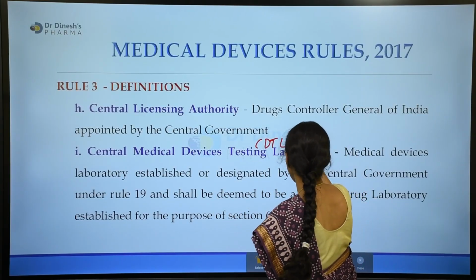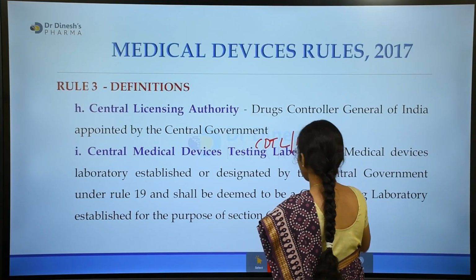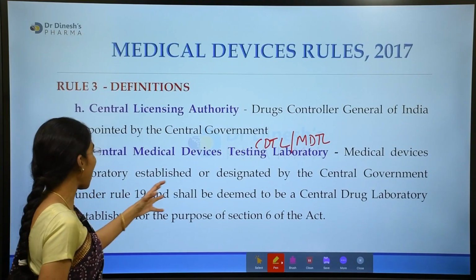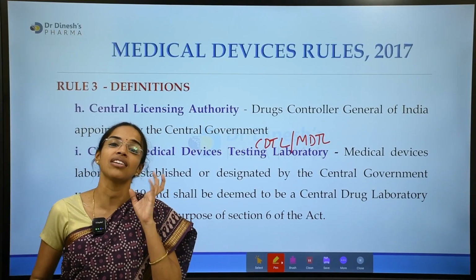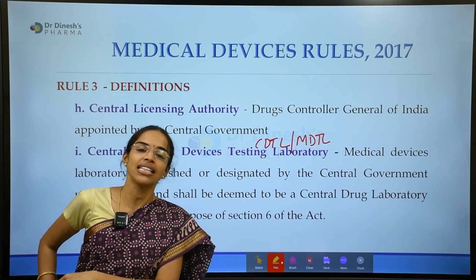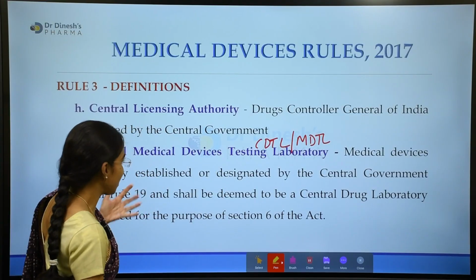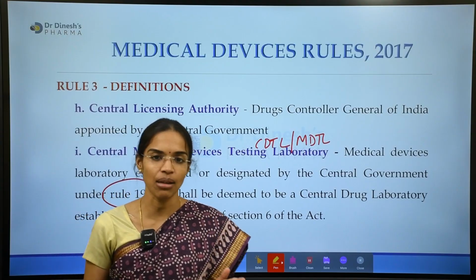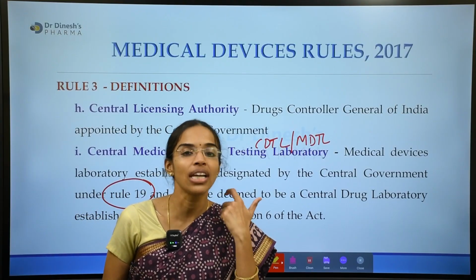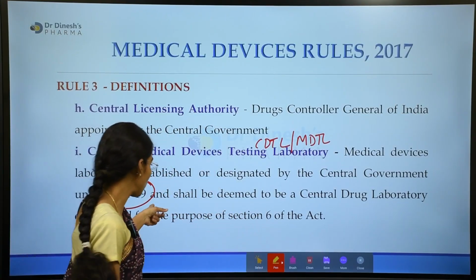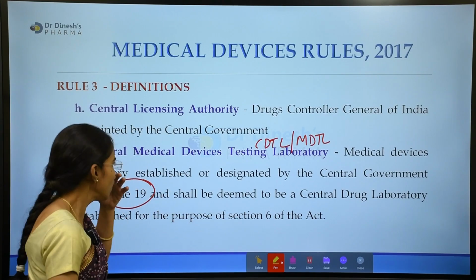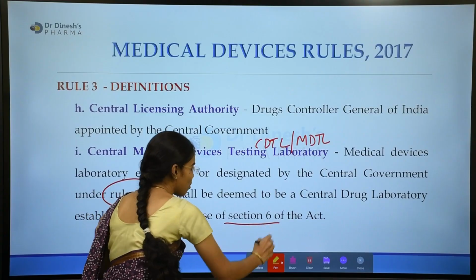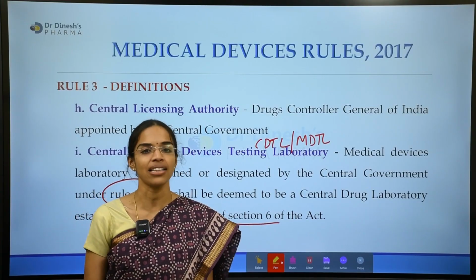They are also known as MDTL, Medical Device Testing Laboratory. The Central Medical Devices Testing Laboratories are established or designated by the central government under Rule 19 of the D&C Act, and they will be a CDL for the established purposes under Section 6 of the Act.